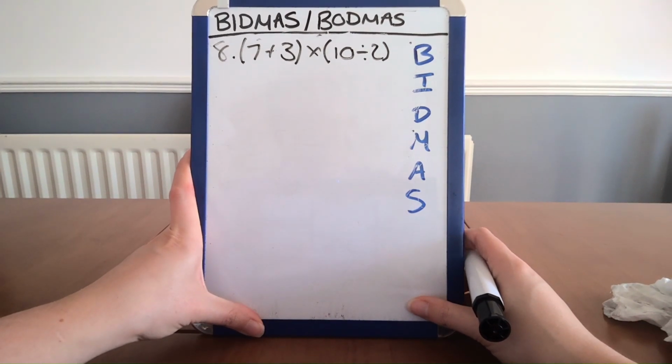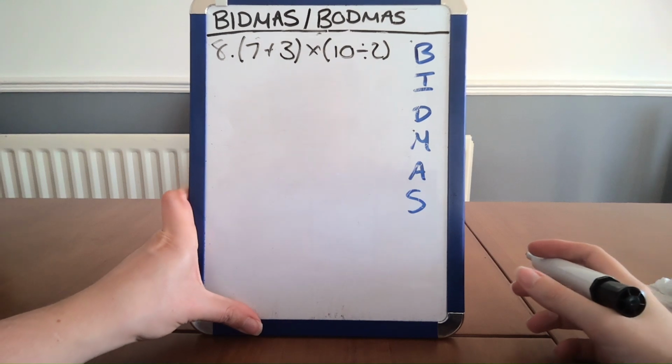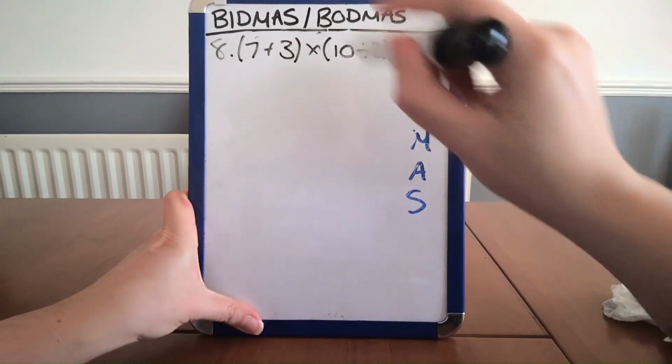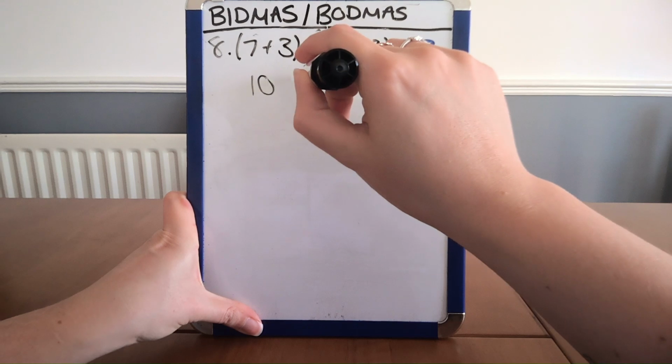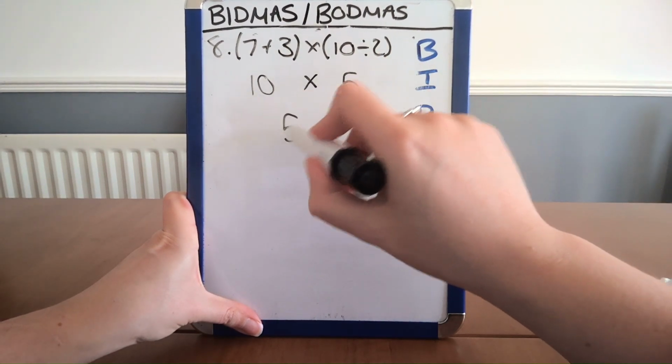This question is question 8. 7 plus 3 in brackets times 10 divided by 2. Similar to the other question we had, it doesn't matter which way around we deal with these brackets, we're going to end up with the same answer. So 7 plus 3 is 10 times 10 divided by 2 is 5. 10 times 5 is 50.